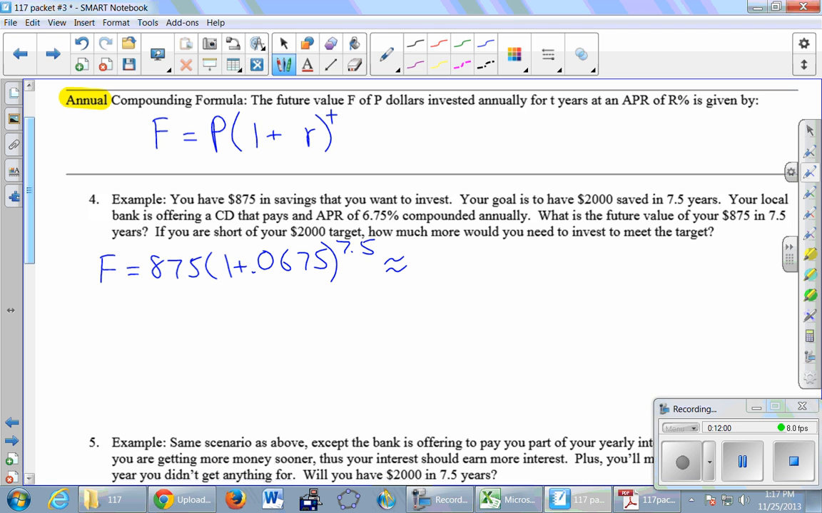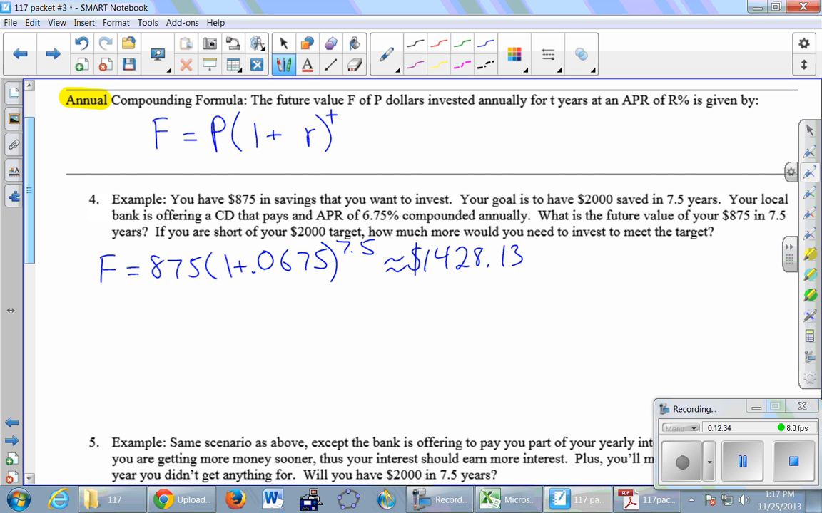How much? 13 cents. Okay, so that's how much money we have in 7.5 years. Questions on using the formula? Yes, Damien. Oh, was it exactly 13 cents or did we round? So the squiggly means not exact. Yeah, approximately. Okay, what was the goal? 2,000. We're a little bit shy of 2,000.